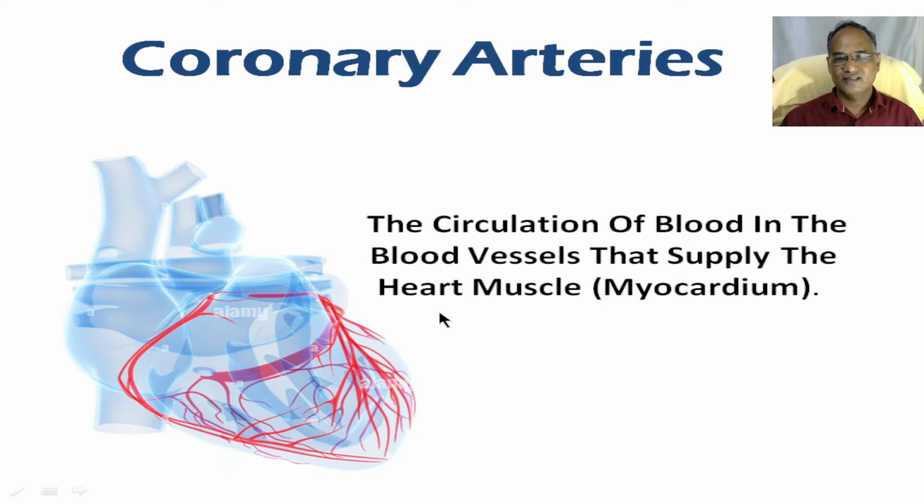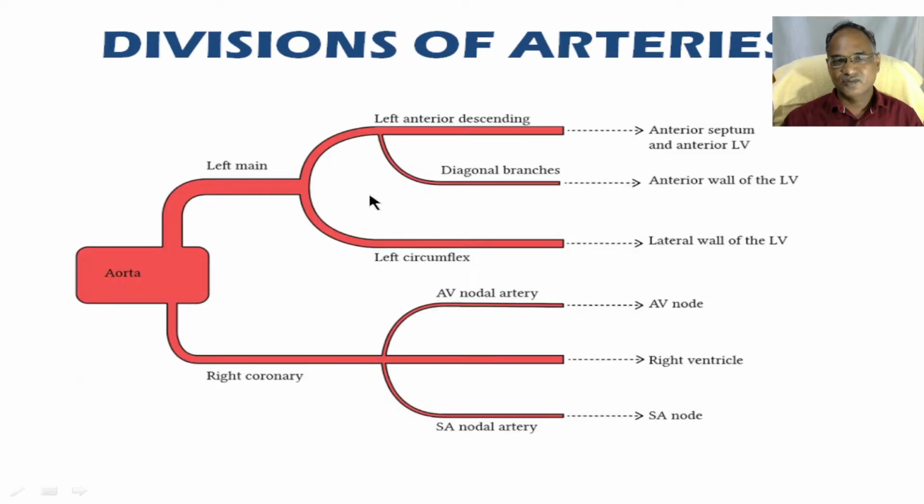So coronary arteries carry oxygenated blood to your heart muscle. The carrying tubes or vessels are called coronary arteries. When I talk about the coronary arteries, there are two main divisions. Near the aortic wall there are openings called the left main coronary artery and the right coronary artery. The right coronary artery gives the AV nodal artery, the SA nodal artery, and the right ventricular artery.